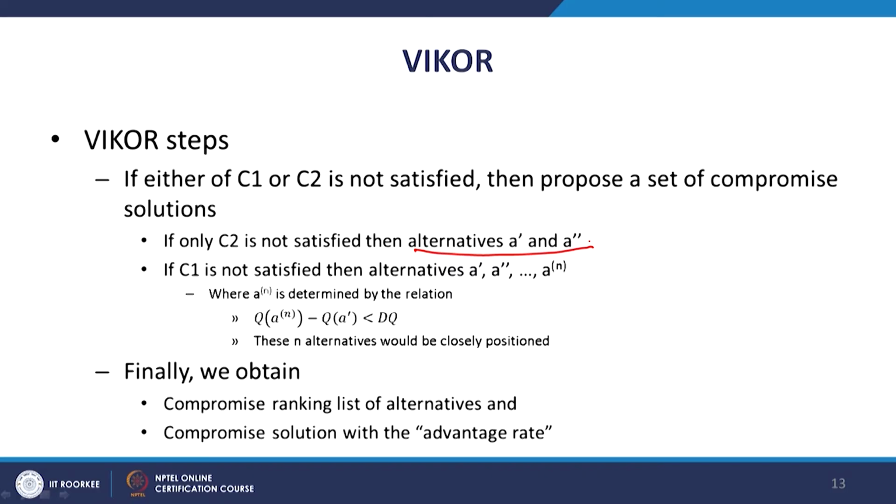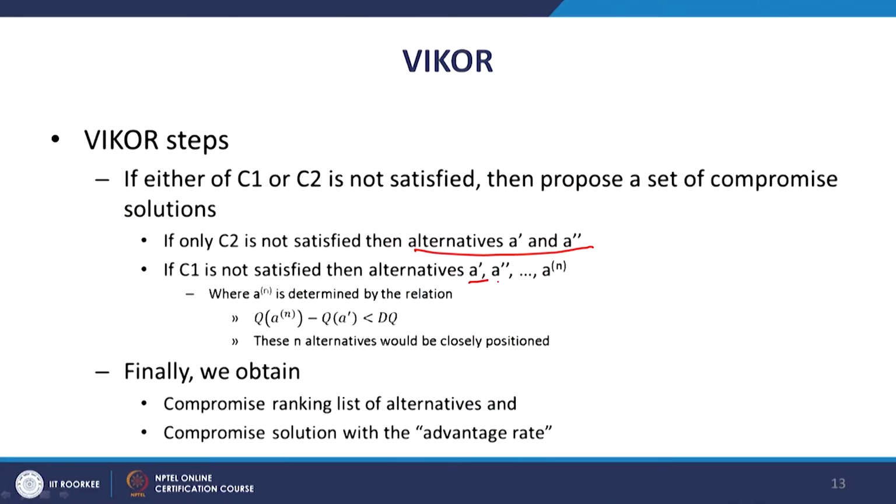This is the scenario if only C2 is not satisfied, that means acceptable stability is not there, but at least because C1 is satisfied, A dash and A double dash can be proposed as the compromise solution.